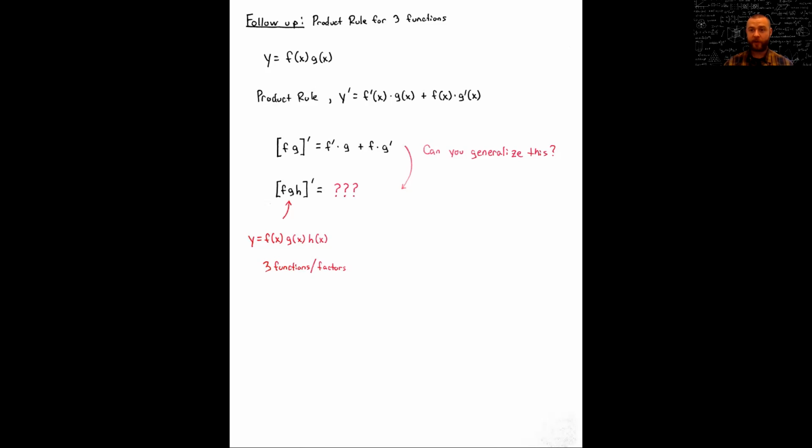Now, you can iterate the product rule, but I'd like you to pause and make an attempt to see if you can generalize the 2-factor version there to what you might expect for the 3-factor version. And this is how higher level mathematics and research in mathematics proceeds. We take a result and then maybe try to make it more general. I'll give you just a few seconds to see if you can write down a proposed formula here.